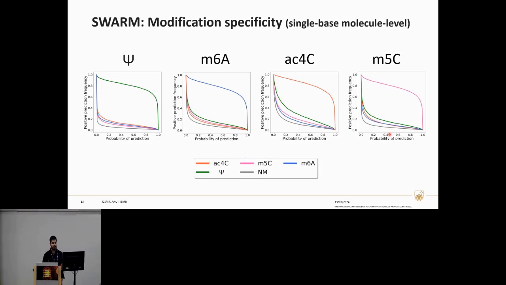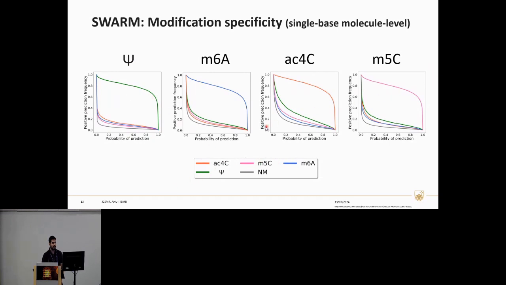And we are looking at the 4 different models, with the left one being the pseudouridine model, then the M6A model, AC4C, and M5C model. In each panel, we can see the predictions on different samples. So the green curve on the left side is the pseudouridine model predicting on the pseudouridine sample, whereas the other colors, the red one being on the AC4C sample, the pink one on the M5C sample, the blue one on the M6A sample, and the gray one on the non-modified sample.